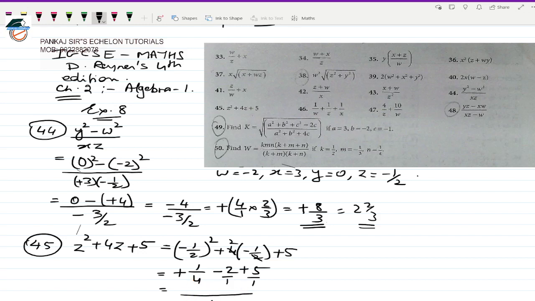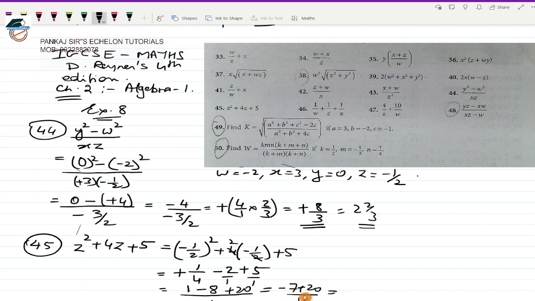Now 4 into 1 is 1. That 1 I'll take and multiply with this 1. So 1 into 1 is 1. 1 into 4 is 4. So that 4 I'll take and multiply with minus 2, so it will become minus 8. 1 into 4 is 4, so I'll take that 4 and multiply with this plus 5, so it will be 20. Now this will work out to 1 minus 8 is minus 7, plus 20, upon 4.